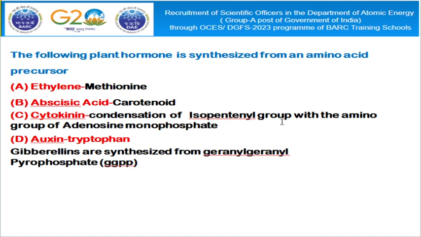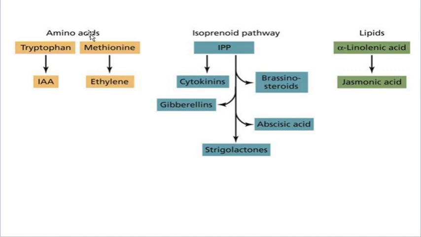Next, the precursor for abscisic acid is carotenoid, and cytokinin is generally formed from an isopentenyl group. Cytokinin and gibberellin are formed from a terpene pathway. Gibberellins are synthesized from geranyl pyrophosphate. So here you can see the amino acid precursor group includes IAA, that is auxin, and ethylene. For lipid, jasmonic acid's precursor molecule is alpha linolenic acid, whereas cytokinin, brassinosteroid, abscisic acid, strigolactone and gibberellin are formed from the isoprenoid pathway.